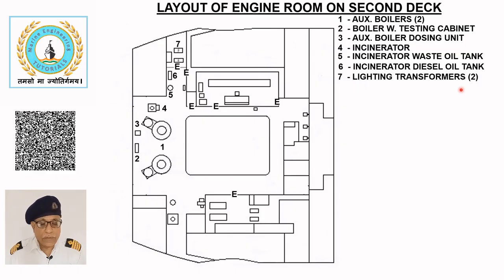Lighting transformers. Two lighting transformers 7 are installed in the electrical workshop to provide 220 volt or 110 volt supply for the ship's lighting. One transformer remains in use while the other is kept on standby, and they are regularly changed over to ensure reliability.